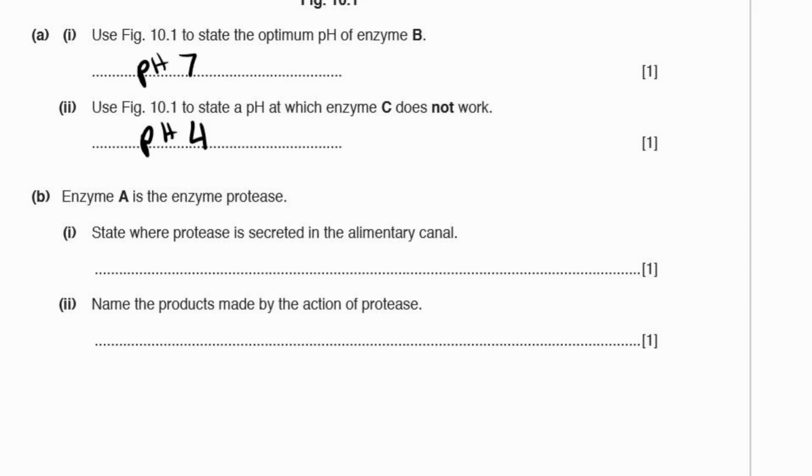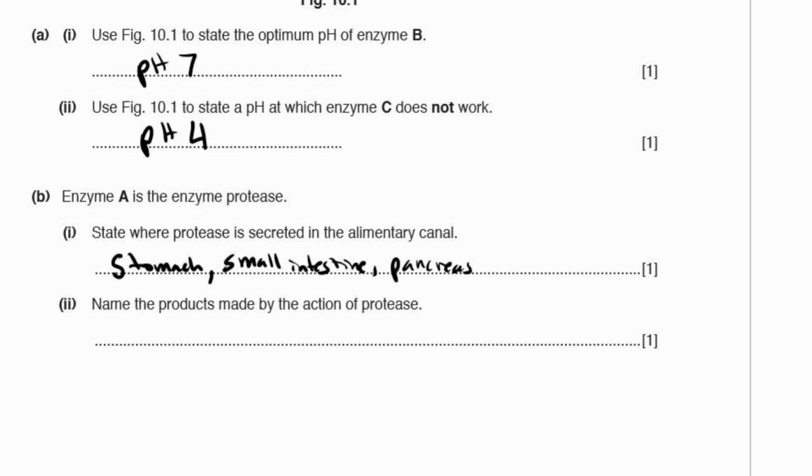Good. Enzyme A is the enzyme protease. Okay, protease breaks down proteins. Okay, state where protease is secreted in the alimentary canal. Okay, proteases are actually secreted in different areas. Okay, it is actually secreted in the stomach and in the small intestine and in the pancreas. You can use any one of those. You don't have to write down all 3.